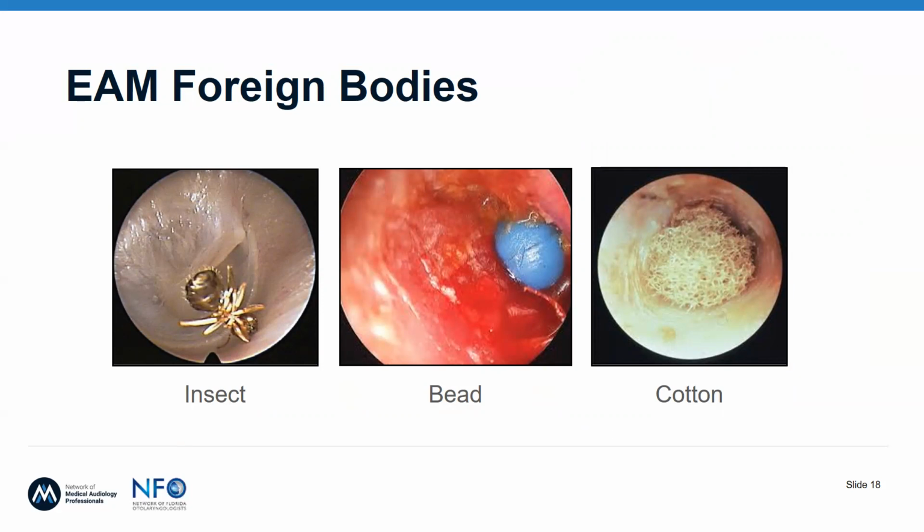foreign fibrous material. This is either cotton on the right, or may represent an otowick, which is actually intentionally placed frequently for treatment of otitis externa to help retain the drops and help reduce swelling by gentle pressure on the ear canal.